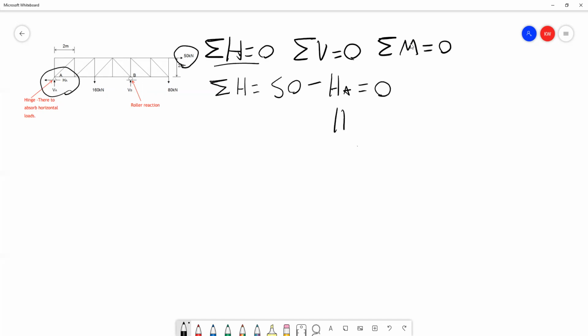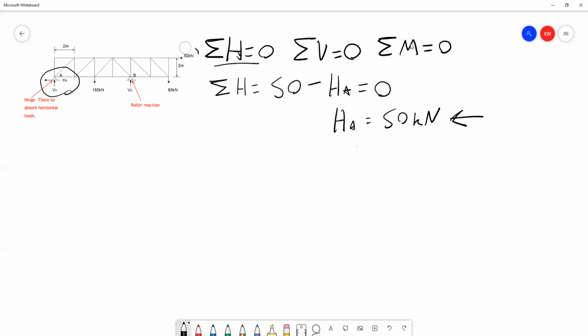Rearranging that, it's a simple matter of saying HA is equal to 50 kilonewtons. And if we want to be specific, we could indicate that this is acting towards the left-hand side. It's a negative force acting to the left of the diagram. And so we've dealt with the horizontal force.